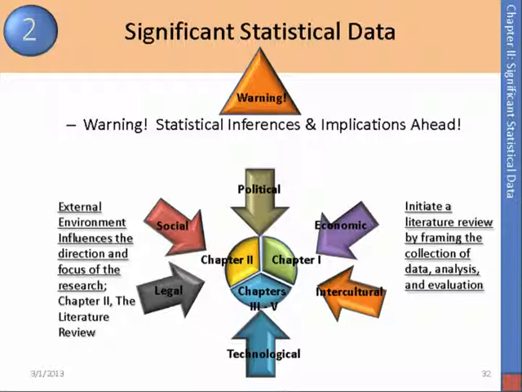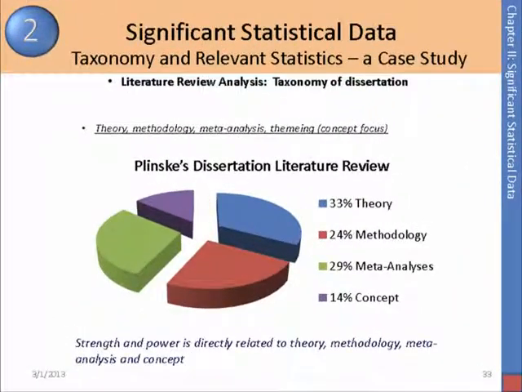The key here is that external environments do influence the direction and focus of the research, and that before you initiate a literature review, you need to frame the collection of data, analysis, and evaluation. Once that's done, then you can actually move into identifying the critical or significant data in terms of how a literature review has been structured. In this particular case, this is how Dr. Polinsky broke down her emphasis.